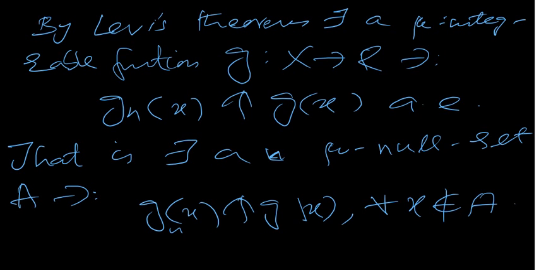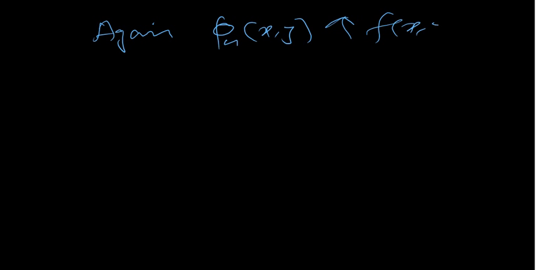Okay, and this is finite also. This g(x) is finite for all x not in E. Now again, we have this g_n(x), it increases to g(x). And again, we have phi_n(x,y) increasing to f(x,y). That's in the beginning of the theorem.